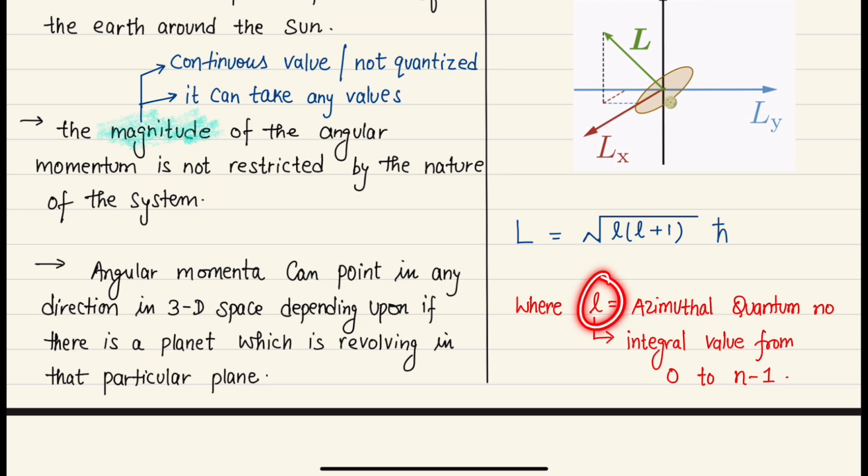And where L is what? L is the azimuthal quantum number, and this L value can take values from 0 to n minus 1, but only integral values. Due to this L value, the magnitude of the orbital angular momentum is quantized, because L can only be an integer. So it is fixed, quantized, it can take only fixed values, right or not?